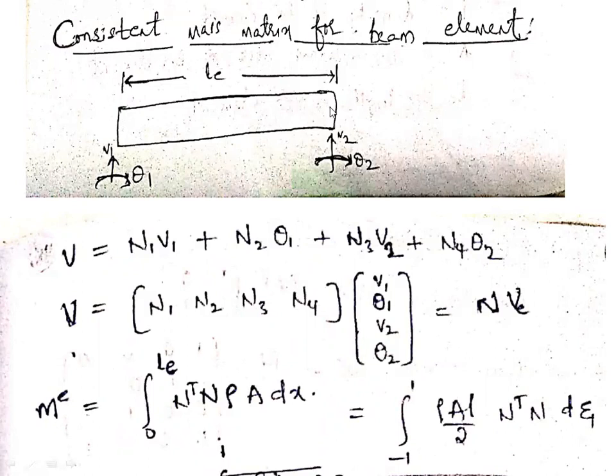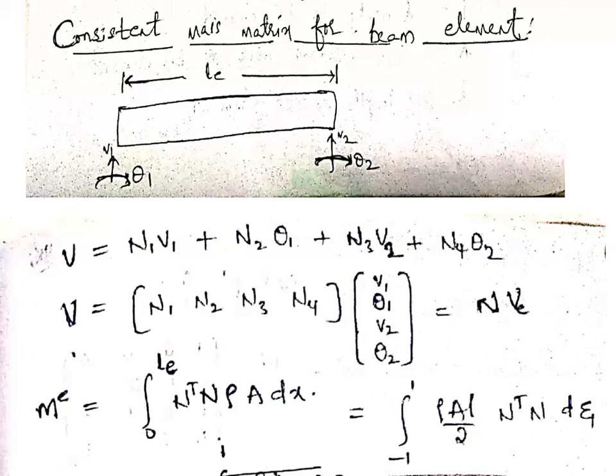At nodal point 2, it has a linear displacement v2 and angular displacement theta 2. So each and every nodal point in the beam element has 2 degrees of freedom. Therefore, it is possible to write down that at nodal point 1 it has a linear as well as angular displacement, and at nodal point 2 it has a linear as well as angular displacement. So it is possible to write down the displacement function.